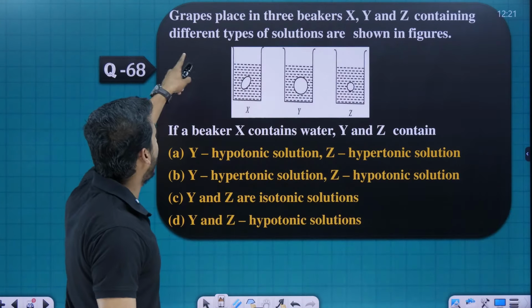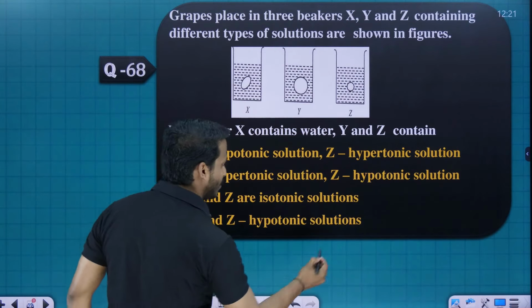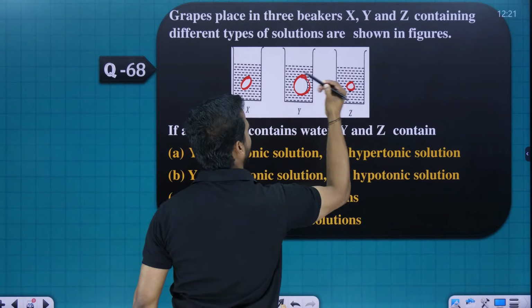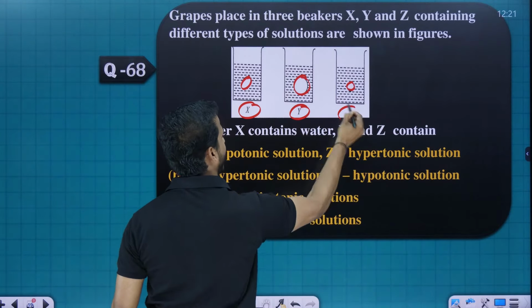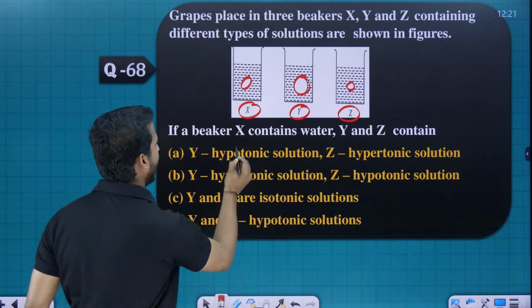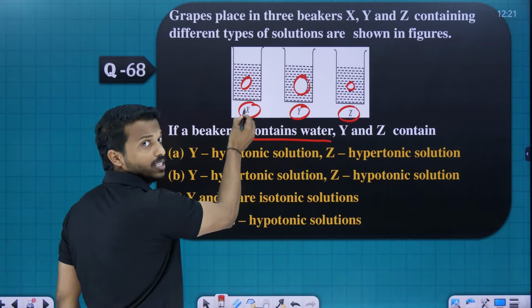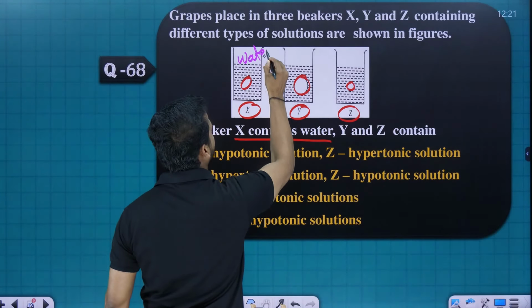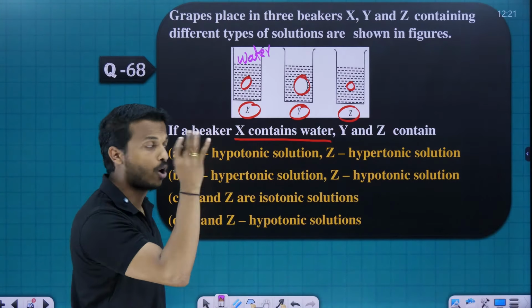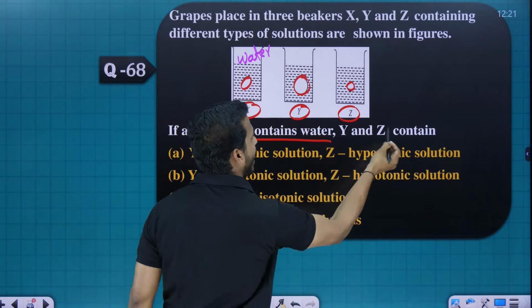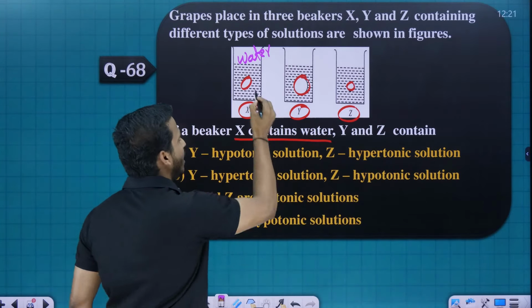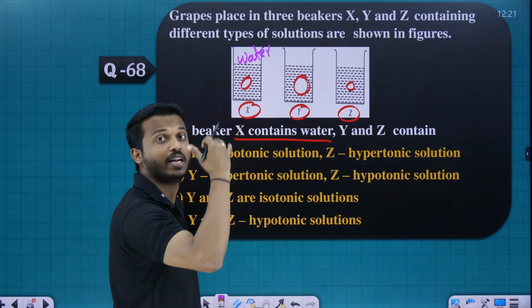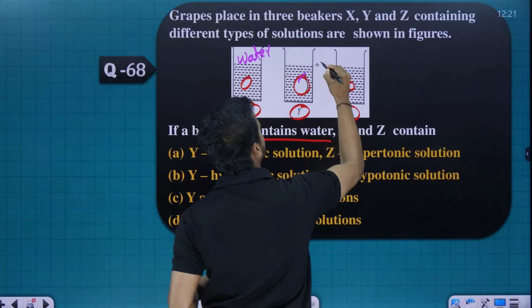68. See, grapes are placed. Hope you are able to see the grapes here, right? So grapes are placed in the solutions X, Y, Z. Beaker X contains water, normal water, in which this is the size of the grape. Then what do Y and Z contain? Simple, dear. Here, what happened in the Y solution? What happened to the size of the grape? It increases, right? It swells.